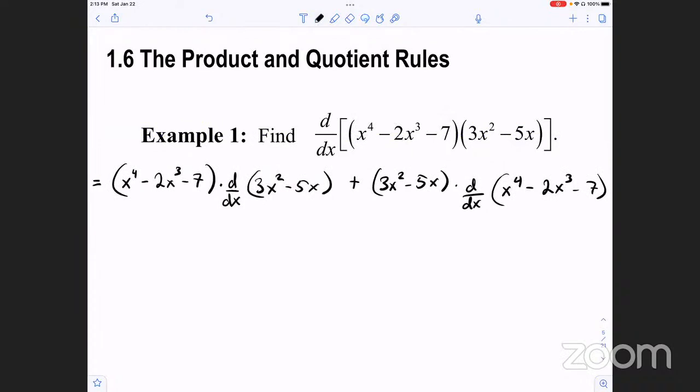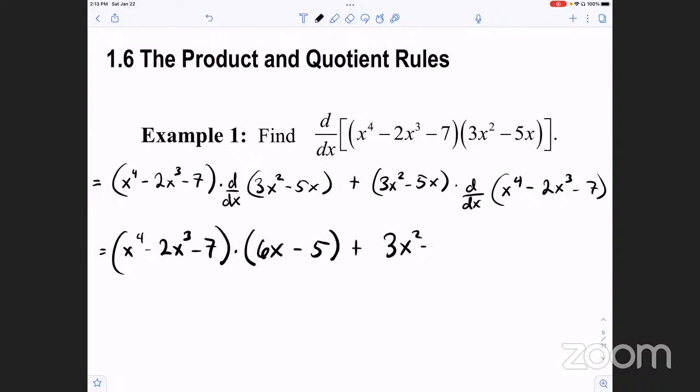Go ahead and differentiate. The first one just comes down, so we have x to the 4 minus 2x cubed minus 7. Derivative of that part, 3x squared becomes 6x. Then 3x squared minus 5x times the derivative of the first, which is 4x cubed minus 6x squared. The derivative of 7 is 0, right?